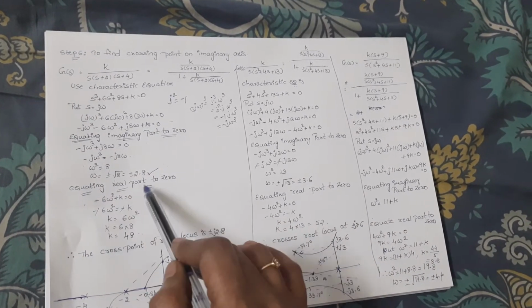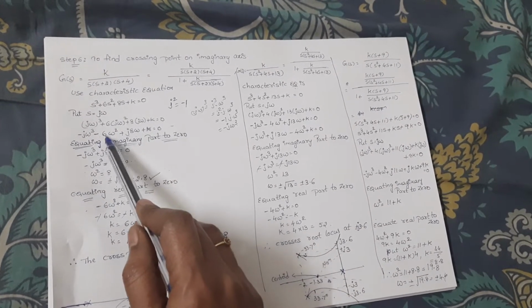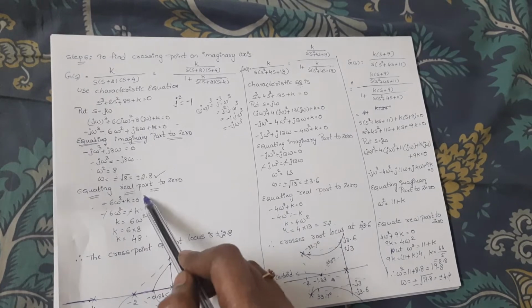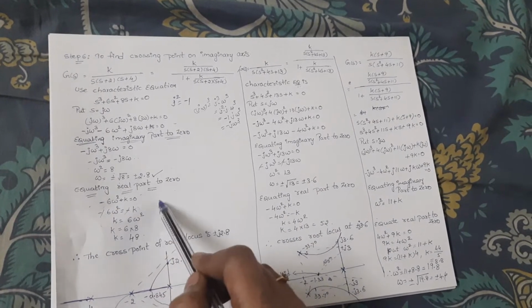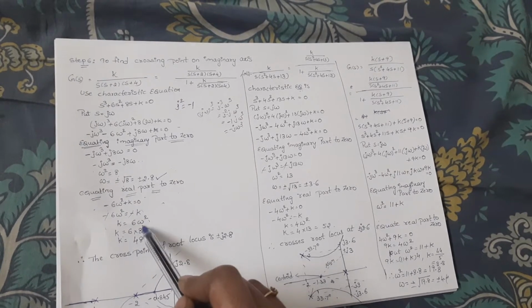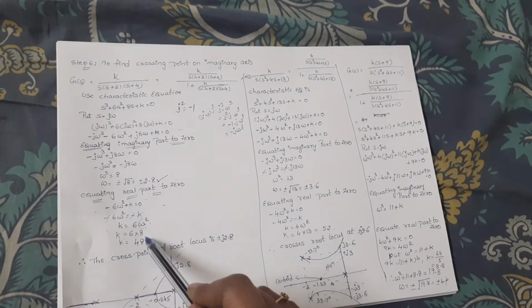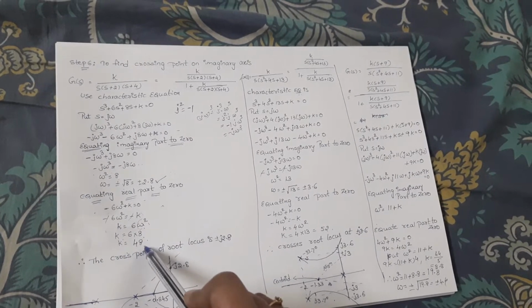And equating the real part, you are going to get the k value. The real part here is without j. That is minus 6 omega square plus k is equal to 0. Minus 6 omega square minus k, minus minus cancels, so k is equal to 6 omega square. This omega square we already have the value, it is 8. So substitute omega square as 8, and you are going to get k as 48.